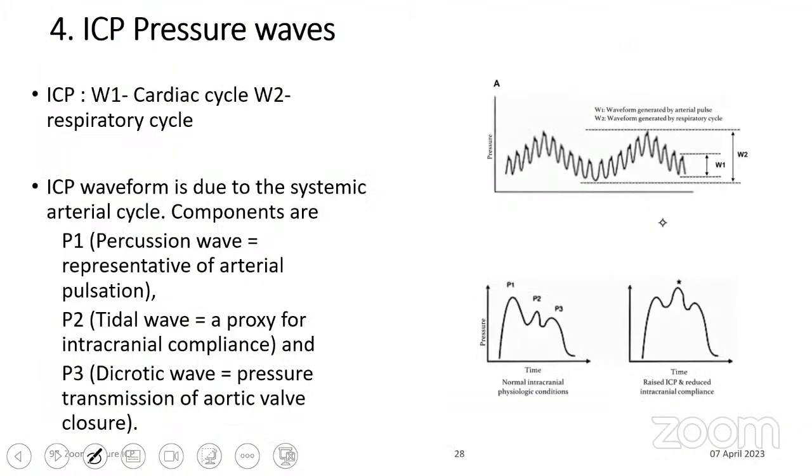Now let us see ICP pressure waves. Wave 1: cardiac cycle, respiratory cycle. You can see this is the cardiac cycle, and this is the respiratory cycle. The ICP waveform is due to the systemic arterial cycle. The components are P1, the percussion wave, a representation of arterial pulsation. P2 is the tidal wave, which is a proxy for intracranial compliance. And P3 is the dicrotic wave, a pressure transmission of the aortic valve closure.